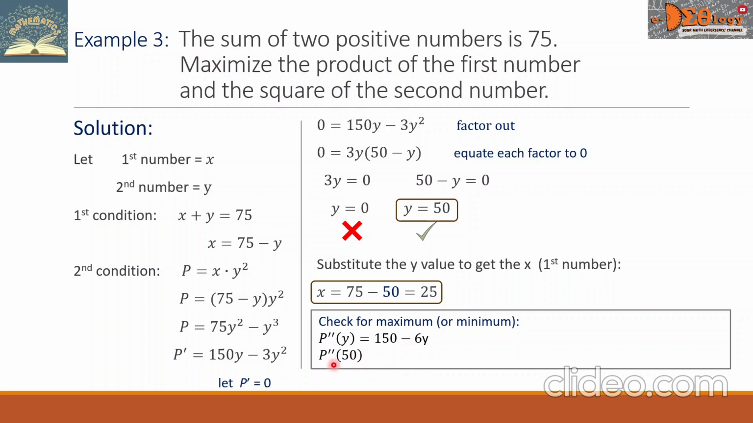Then we evaluate p double prime of 50 using this value. So we have 150 minus 6 times 50. 6 times 50 is 300. So 150 minus 300 is negative 150. Notice that the value is negative. By the second derivative test, this is a maximum value.